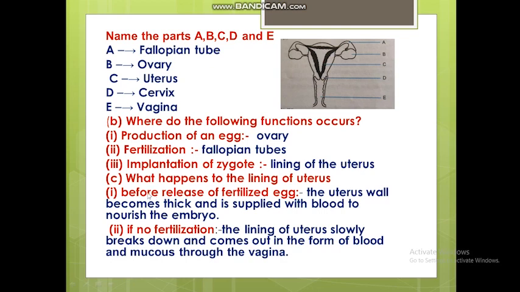The sub-question 3. What happens to the lining of the uterus before release of fertilized egg? Before the release of the fertilized egg, the uterus wall becomes thick and it is supplied with blood to nourish the embryo. What happens to the lining of the uterus if no fertilization takes place? If the fertilization is not taking place, then the lining of the uterus slowly breaks down and it comes out in the form of blood and mucus through the vagina.